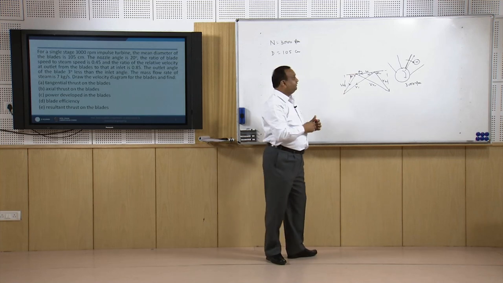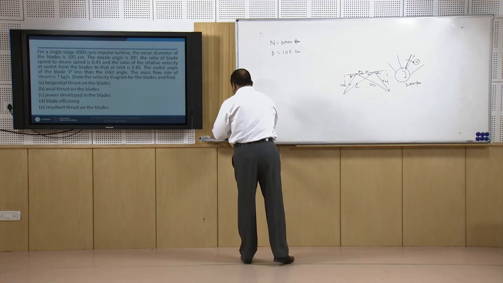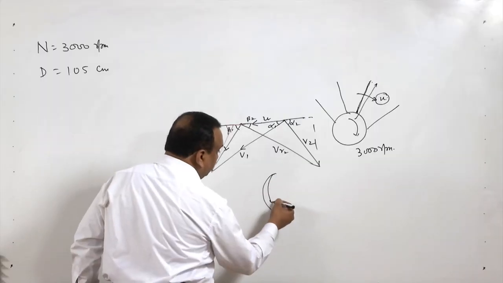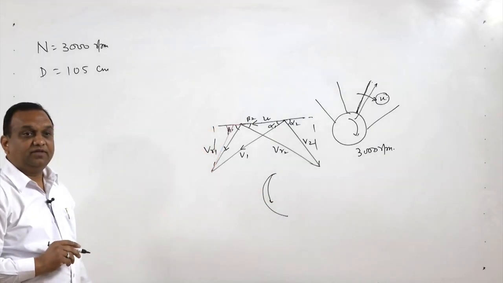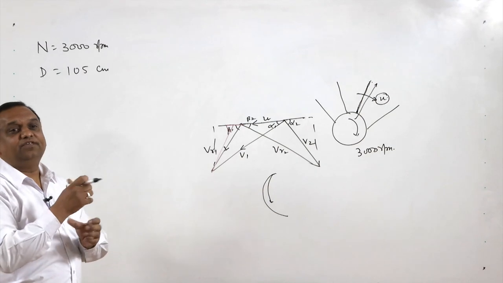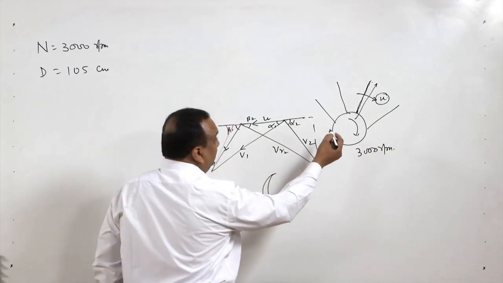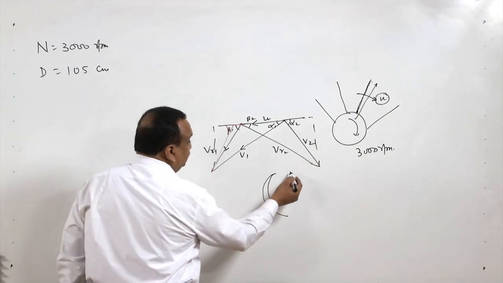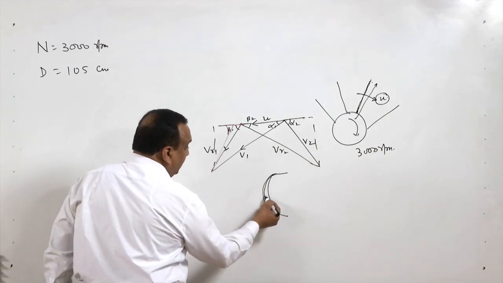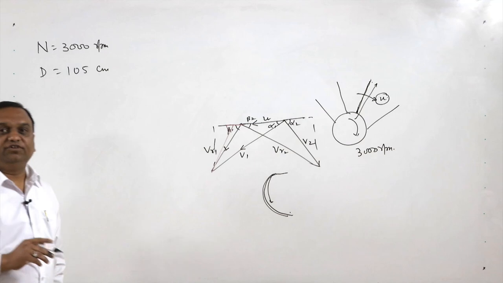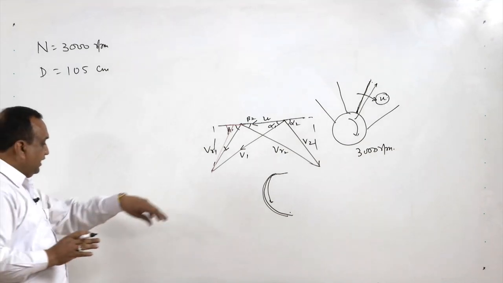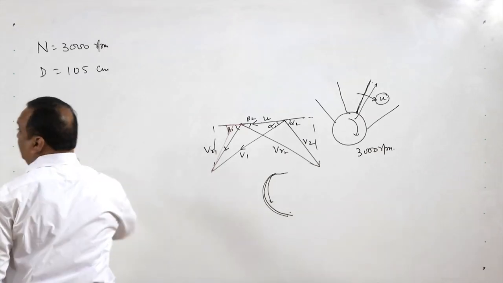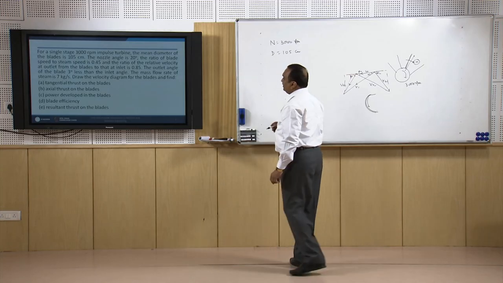The blades of the turbines are twisted because we have to ensure that steam should glide over the blades. It should not strike the blades. When the blade angle is changing, in that case the blades have to be twisted in order to ensure that there is no shock entry or the steam simply glides over the blade surface, which is the prime requirement of an impulse turbine, right? So here the mean blade diameter is given as 105 centimeters.